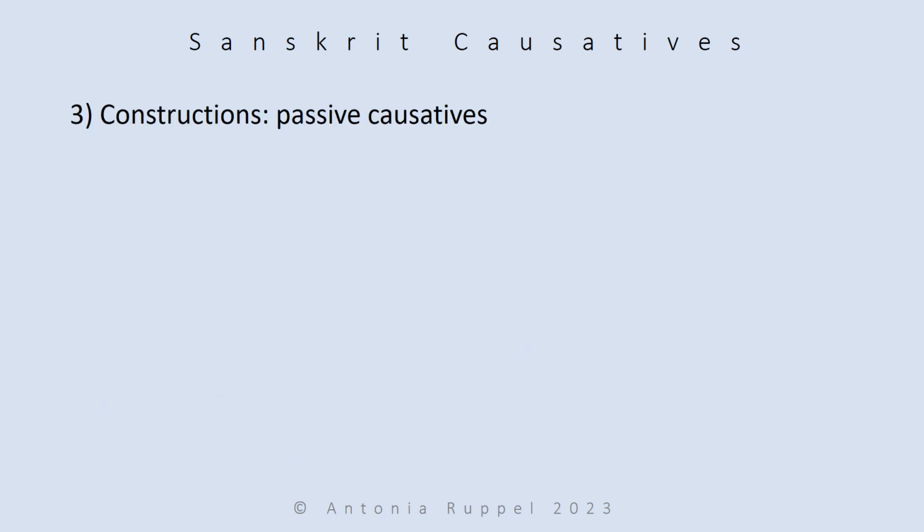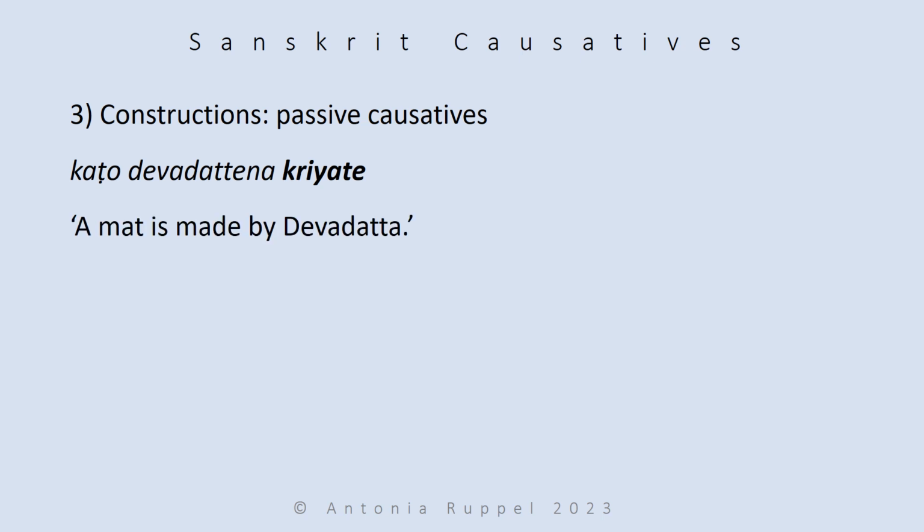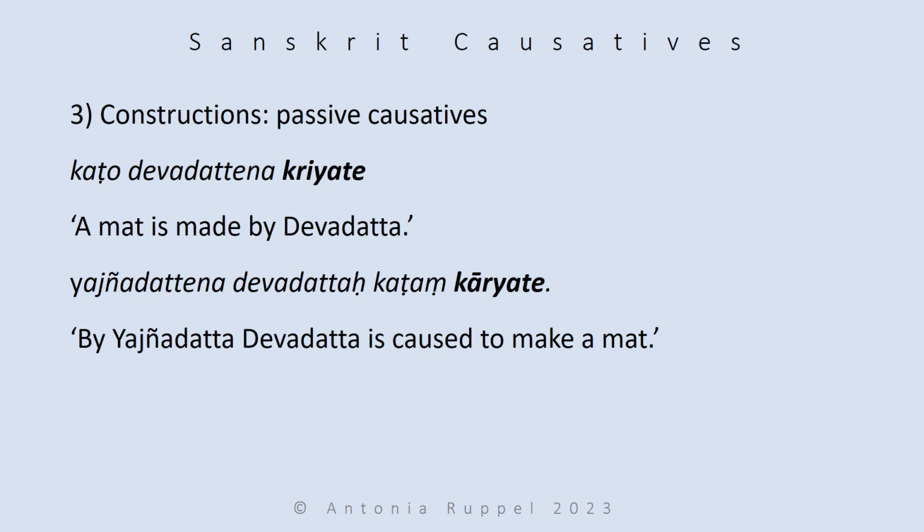We have the same thing for the passive. If I have Katah Devadattena kriyate, a mat is made by Devadatta, I can take this passive kriyate, replace it by the causative passive karyate, and have a sentence such as Yajñadattena Devadatta katan karyate. By Yajñadatta, Devadatta is caused to make whom or what, katan, a mat. Devadatta is the subject. He is caused to make something. Whom or what? A mat.